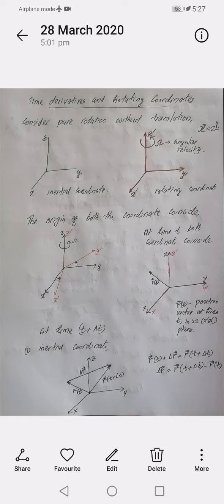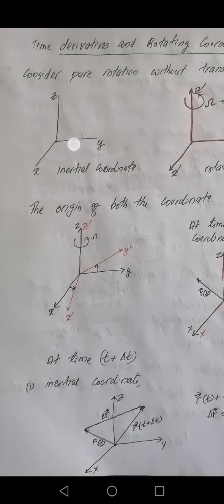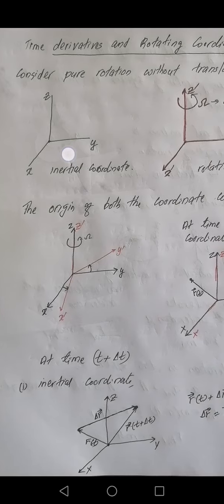Okay, now let us understand it a little more. I want to make this problem simpler, so I consider pure rotation without translation, meaning I'm not considering translation for these calculations. What I'm going to do is understand the change in quantities with time, that is, the time change of the position vector, velocity, etc.